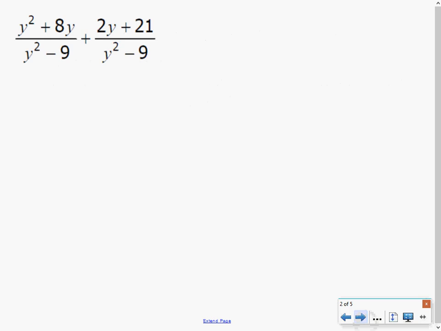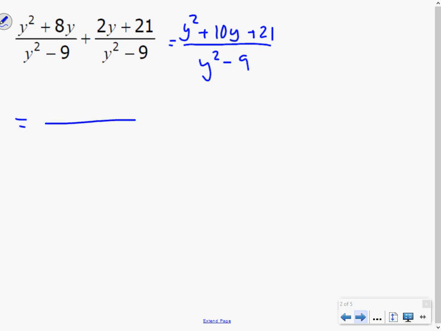Okay, right off the bat, you can see, hey, we already have common denominators, which is really convenient. If I want to add these fractions together, I'm going to keep that common denominator that we already have, and I'm going to combine the numerators together. So if I'm adding the numerators, I'm combining like terms. We're going to get y squared plus 10y plus 21.